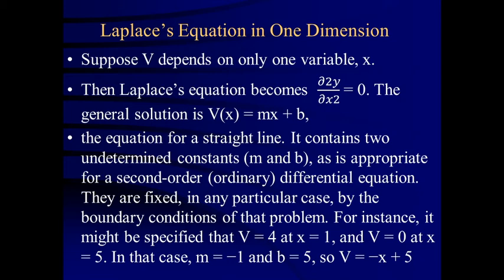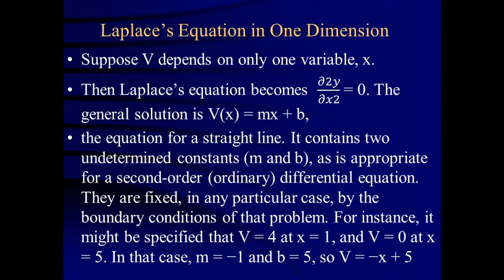If you substitute a particular value of m and b, a particular straight line is going to be there. If you vary the values of m and b, then that straight line is going to change, but it is passing through the same point. They are fixed in any particular case by using the boundary conditions, and we can solve this one.